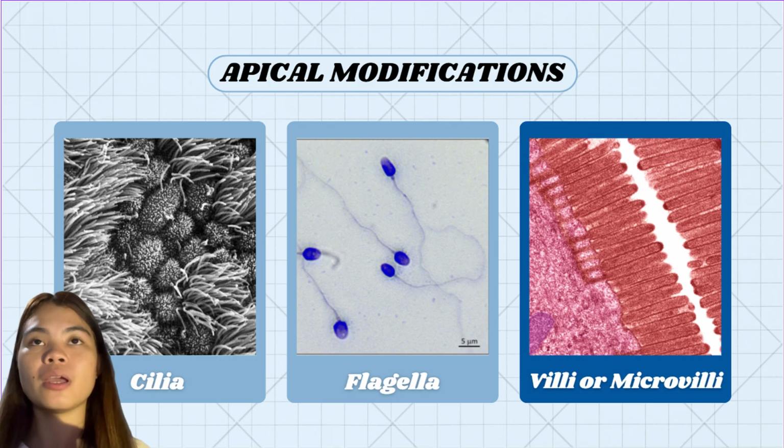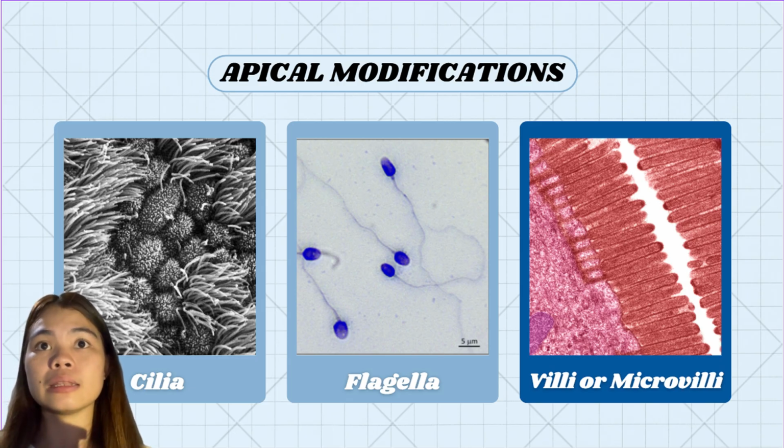First up, we have apical modifications. From the word itself, they are found on the apical surface of the cell. Examples of this are, first, cilia. They are short, hair-like projections covering many spots on the cell surface. Their movement is synchronized, wave-like beating like oars rowing in unison. Second is flagella. It is a long, whip-like tail, usually only one or a few per cell, made of protein filaments. It rotates or undulates like a tail, propelling the whole cell forward.